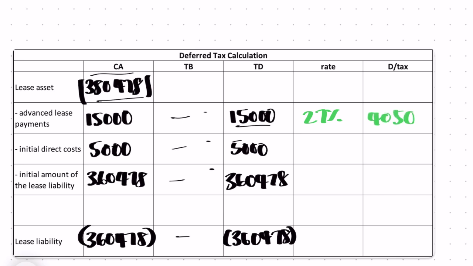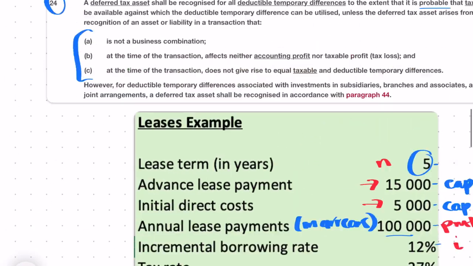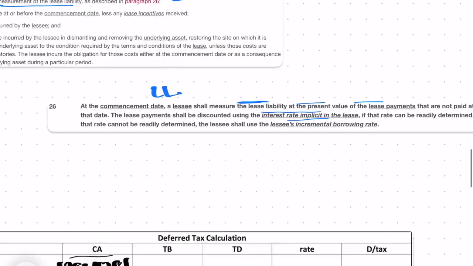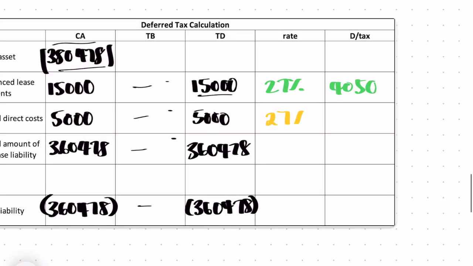Okay, then let's think of the initial direct costs. So let's go back up here. And I'm going to change the color of my pen again. We're going to ask ourselves again, with the initial direct costs, is this in a business combination? No, it isn't. So we pass that criteria. At the time of the transaction, affected neither accounting profit nor tax profit. Again, we fail over here. Why? Because when we pay the initial direct costs, we've already received a deduction. So because we fail there, we have to provide for deferred tax. So that gives us a deferred tax liability there of 1,350.